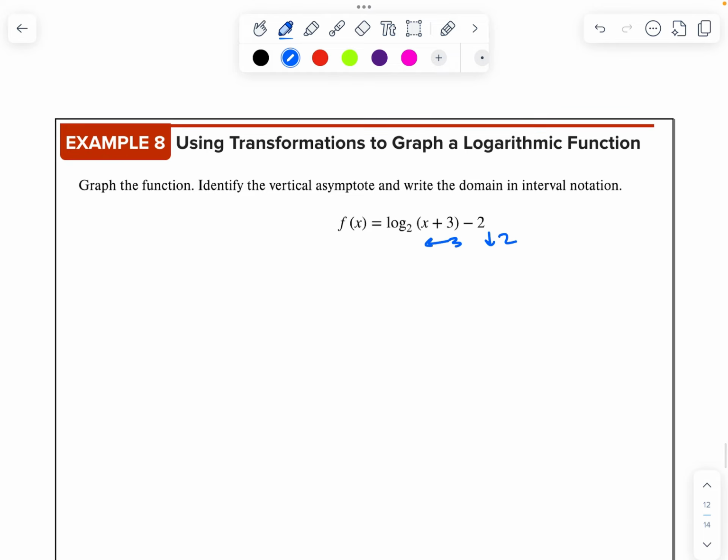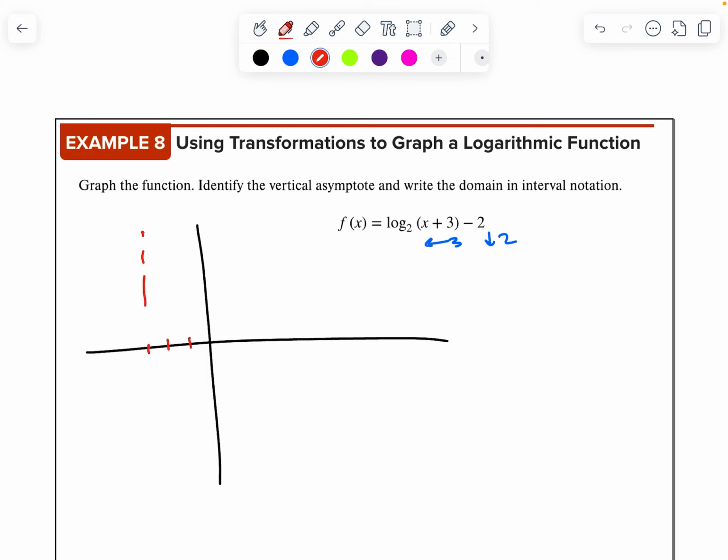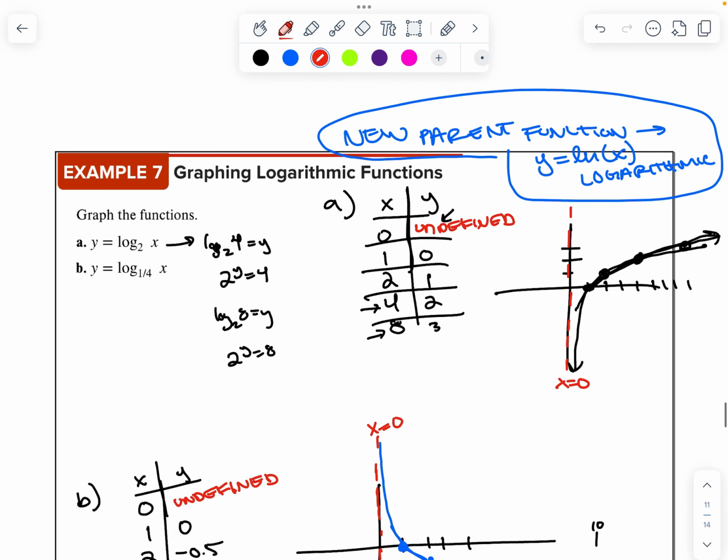This one, all right, here's a good example. The plus 3 is going to shift this one left 3. The minus 2 is going to shift it down 2. We don't have to be super precise on this. But if it shifts it left 3, we know that our vertical asymptote is going to be shifted left 3. So it's going to be here. And we just graphed the function log base 2 of x, right? So if we look back up here at log base 2 of x, this is what it looked like right here.